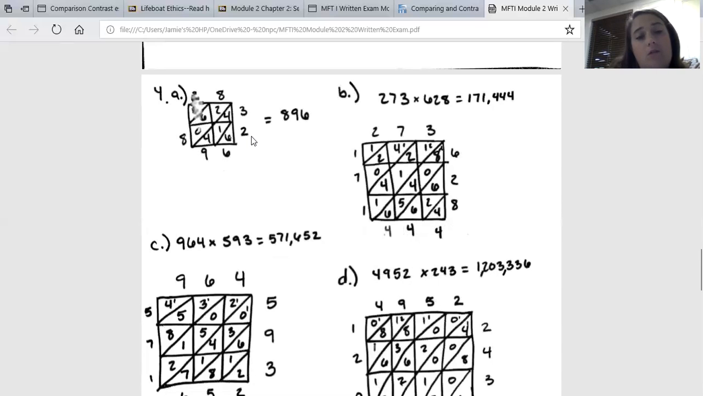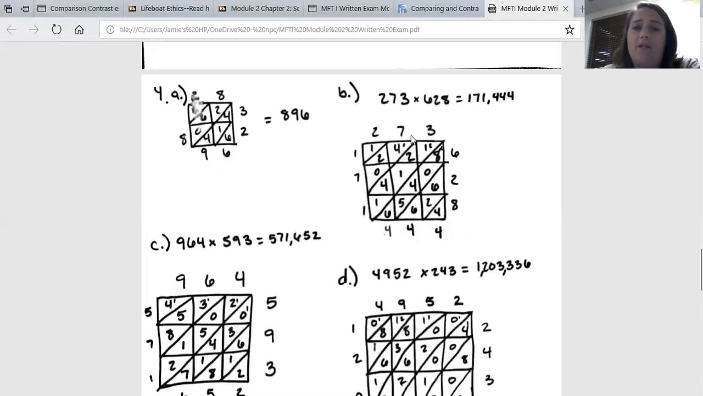8 times 2 is 16. 1 goes on top, 6 goes on the bottom. And then you'll take the diagonal of each and come down. So 6, and then you'll take 4 plus 1 plus 4 is 9. And then the third diagonal is 2 plus 6 plus 0, that's 8, and then that top diagonal is 0. So the number we come up with is 896.